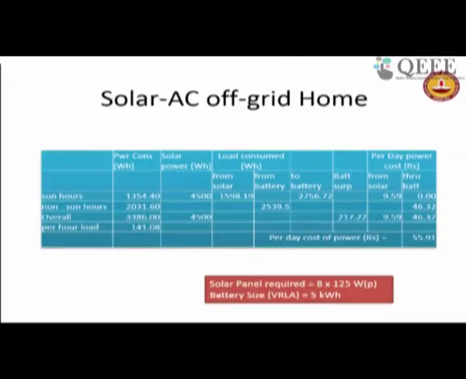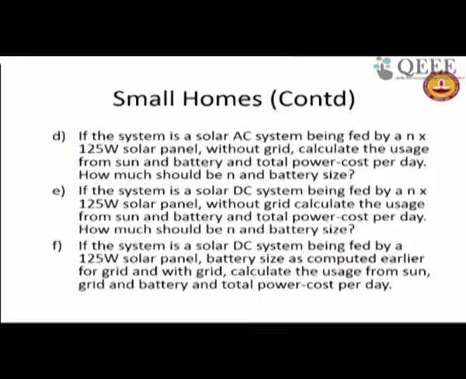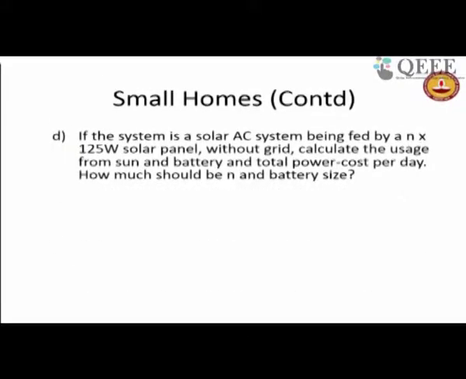Now let me take the off-grid home. If a system is a solar AC system being fed by N into 125 watt solar panels without grid, that is an off-grid home. You take 125 watt into 4, 5, 6, 7, whatever you require, that much solar panel. What is the total power cost per day and what is the battery size?